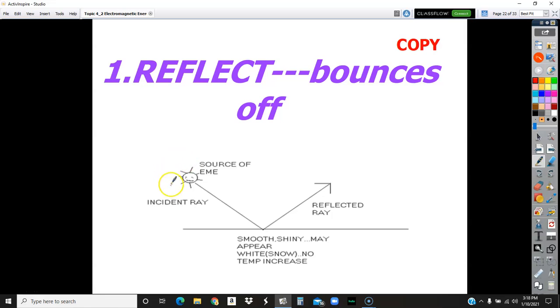So the source of the energy is the sun. When the sunlight comes in, the ray hitting the ground is called the incident ray. After it hits a surface, let's say snow, right? Snow is smooth and white. That's going to cause more reflection, a white, smooth surface.